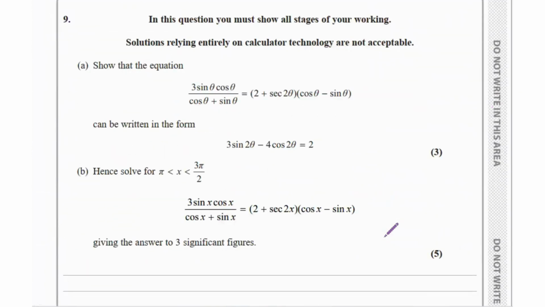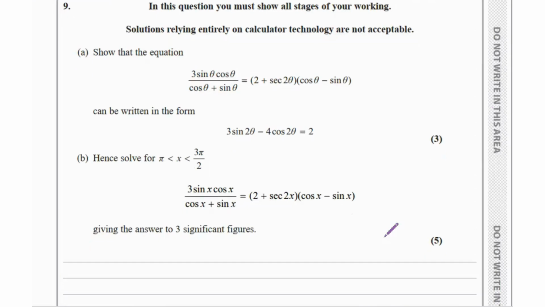Then this question, you must show all stages of your working. Solutions relying on calculator technology again are not acceptable. So trigonometry, it says show that the equation 3 sine theta cos theta over cos theta plus sine theta equals 2 plus secant 2 theta times cos theta minus sine theta can be written in the form of 3 sine 2 theta minus 4 cos 2 theta equals 2. So this is going to be about double angle identities. This is something you haven't done before in your IG. So slightly different concept, and for this you need to learn your identities.